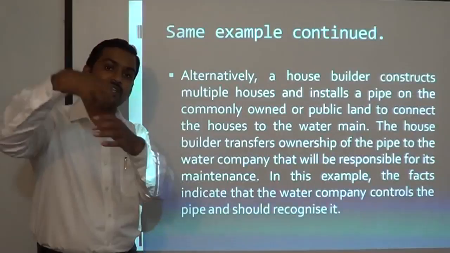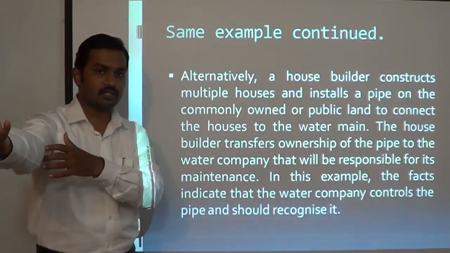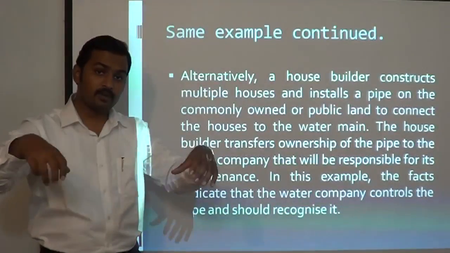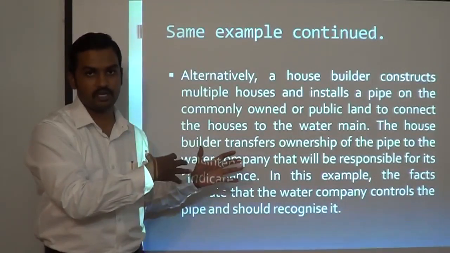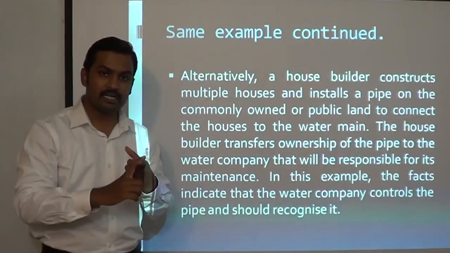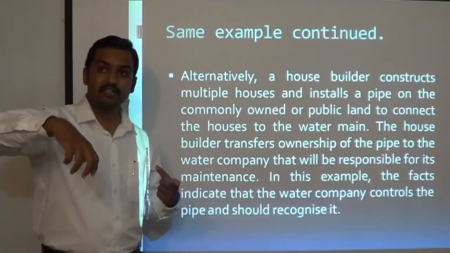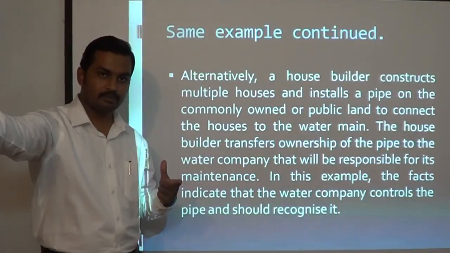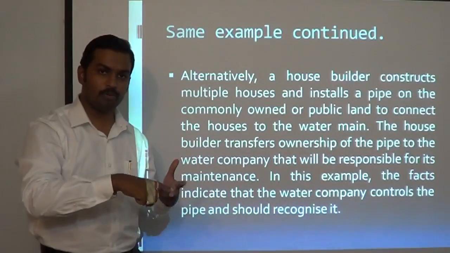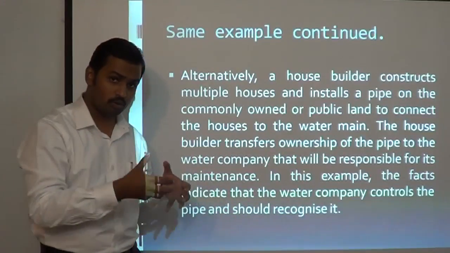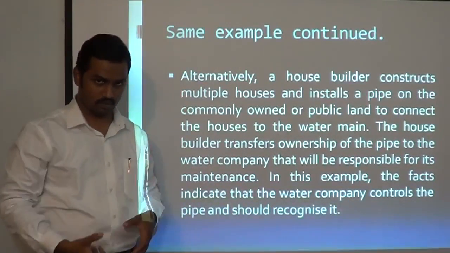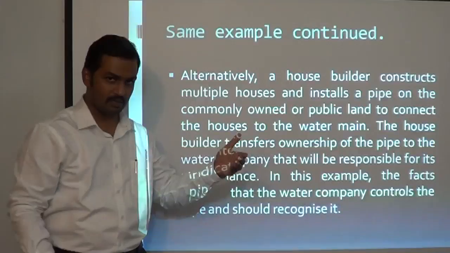The pipe can be shown as an asset in the books of account of the water supply company, even though the pipe was laid down by the builder of the houses. Okay. See here again, the builder is the person who is contributing the asset. The person who is receiving the asset is the water supply company, but benefits are ultimately going to be received by the guys who are going to live in those houses, or the owners of those houses who will buy these houses from the builder.